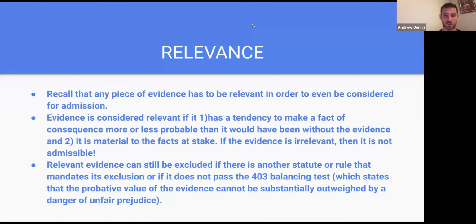Relevant evidence can still be excluded if there's another statute or rule that mandates its exclusion, or if it does not pass the 403 balancing test, which states that the probative value of the evidence cannot be substantially outweighed by danger of unfair prejudice. So we should always know what the 403 balancing test is and memorize that, right? That the probative value of the evidence is not substantially outweighed by danger of unfair prejudice. That's the 403 balancing test. It's got to be relevant and it can't be overly prejudicial.